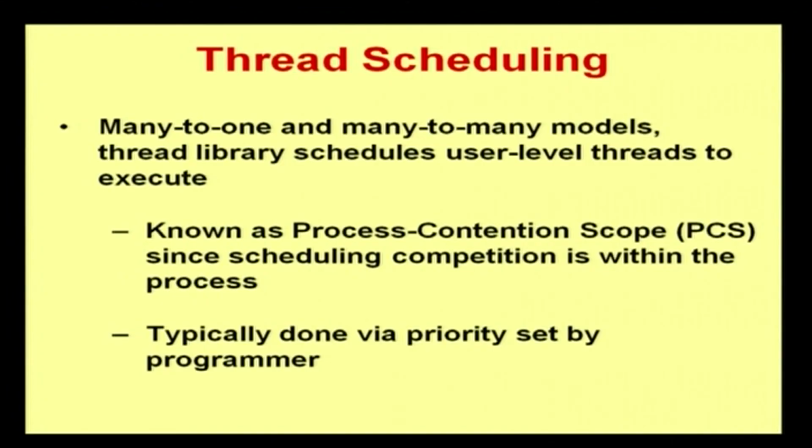So you can create as many user level threads as possible. You can delete, manipulate and manage them, but creating a kernel level thread is not possible after booting the operating system. So the mapping between the user level thread and the kernel level thread, and scheduling the CPU with an algorithm for this, is called thread scheduling. This is also known as process contention scope, since the scheduling computation is within the process, and it is typically done via priority.